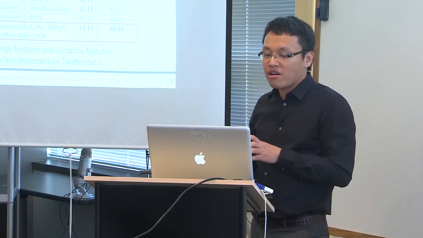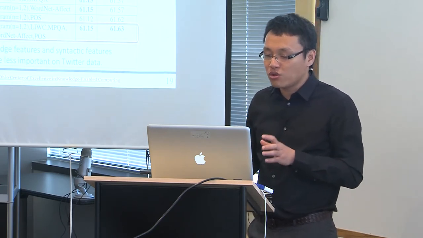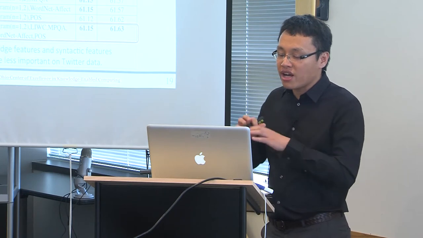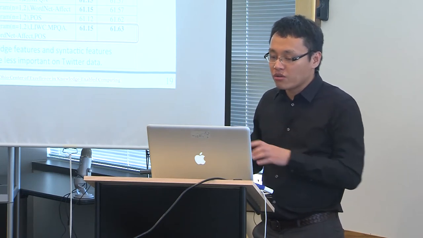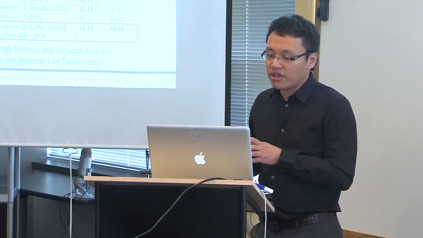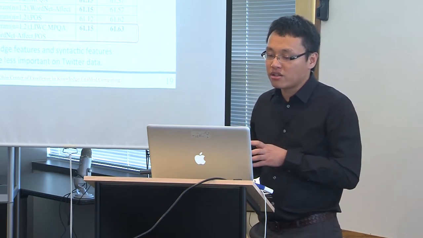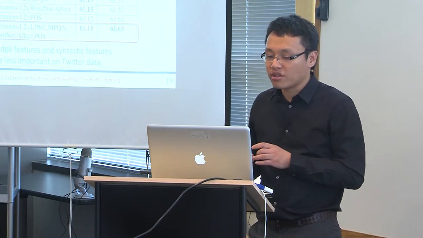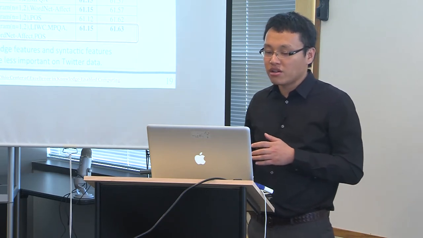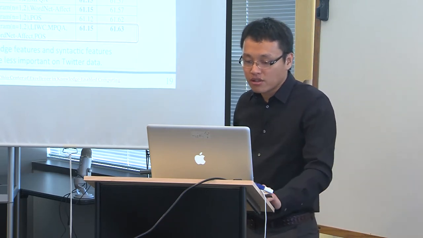But when we have, say, 250,000 tweets, we can cover a lot more of the problem space. Whatever the knowledge base can cover, most of it can be covered by the large amount of data too. That is why I say they become less important on Twitter data.